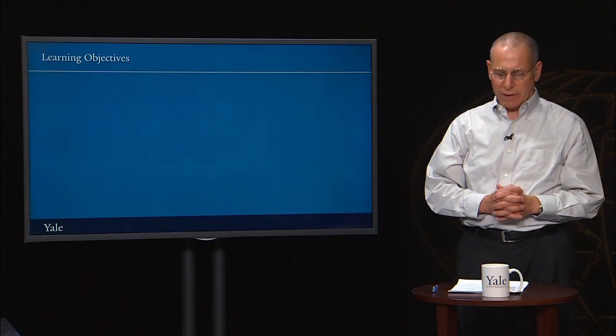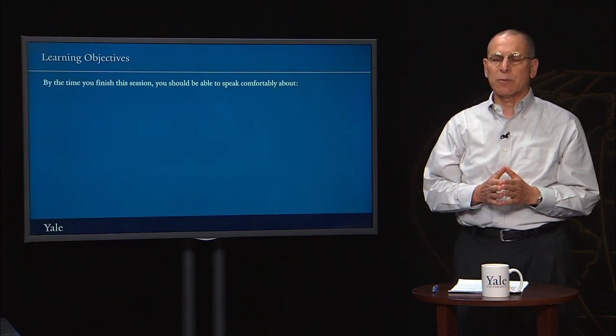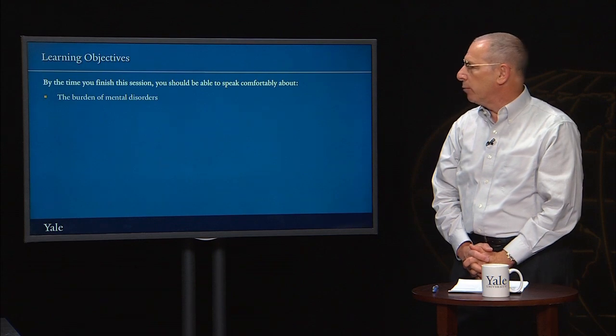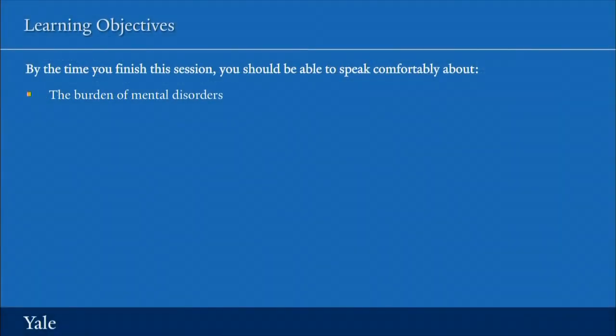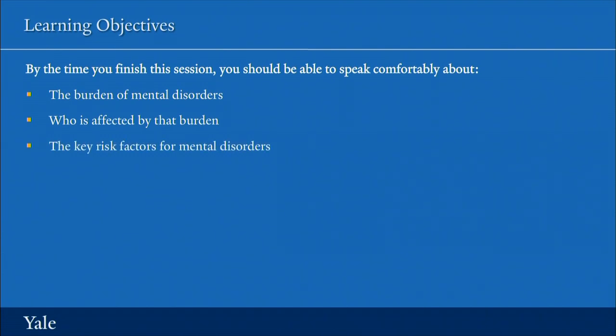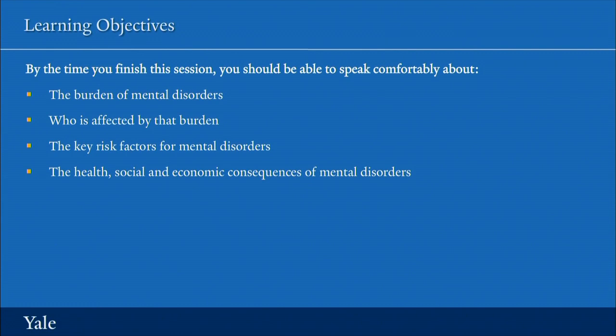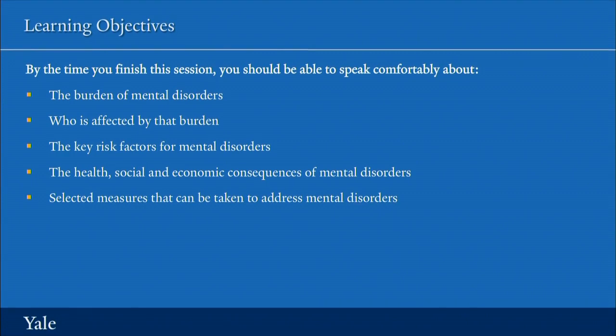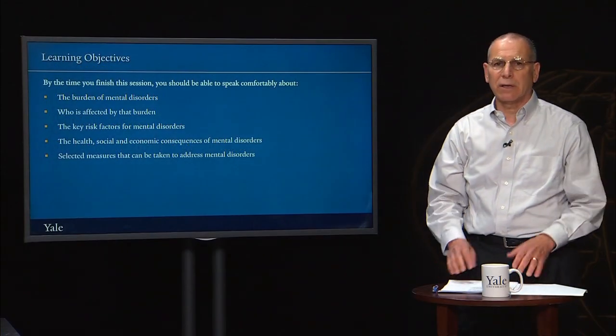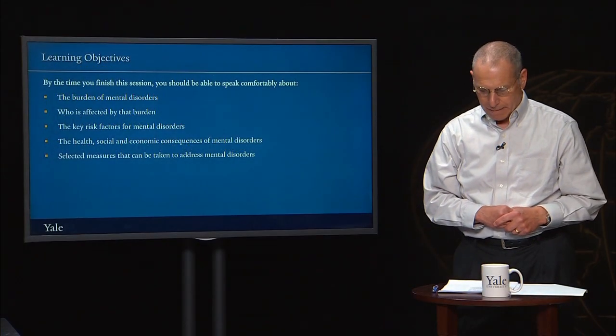By the time you finish this session, you should be able to speak comfortably about the burden of mental disorders, who is affected by that burden, the key risk factors for mental disorders, the health, social, and economic consequences of them, and selected measures that can be taken to address mental disorders. Let's start with two vignettes to illustrate the significance of these problems.